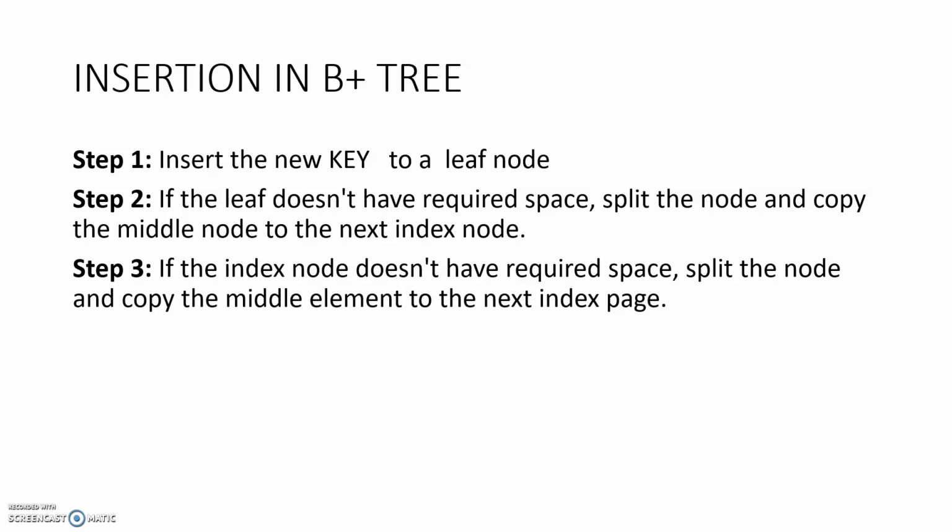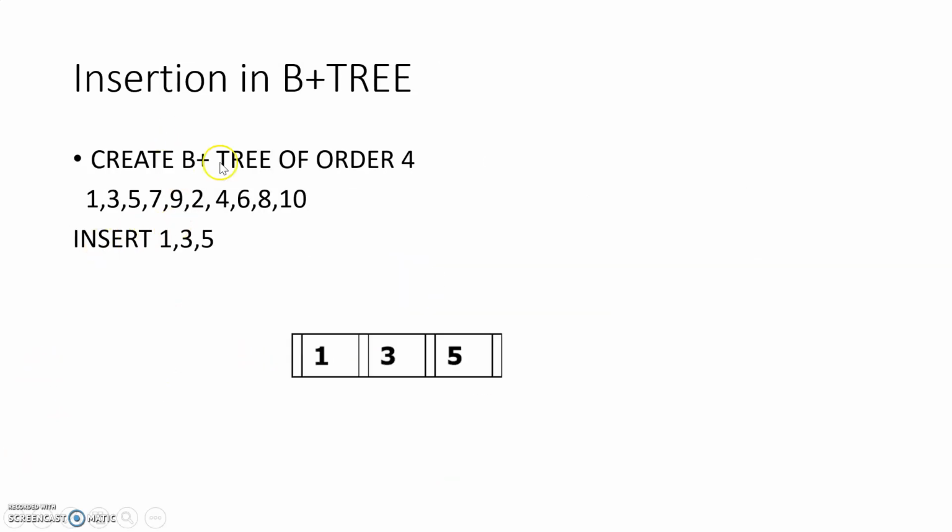Let's see an example of how insertion is done. Let us say I have to create a B plus tree of order 4. Same rules: if the root node is not a leaf node, it should have a minimum of 2 children and a maximum of m children, and it can hold m minus 1 keys. All the internal nodes can hold a maximum of m minus 1 keys, and a minimum of m by 2 minus 1 keys. Leaf nodes should have m by 2 keys. The rules are the same as we have studied earlier in our previous slides.